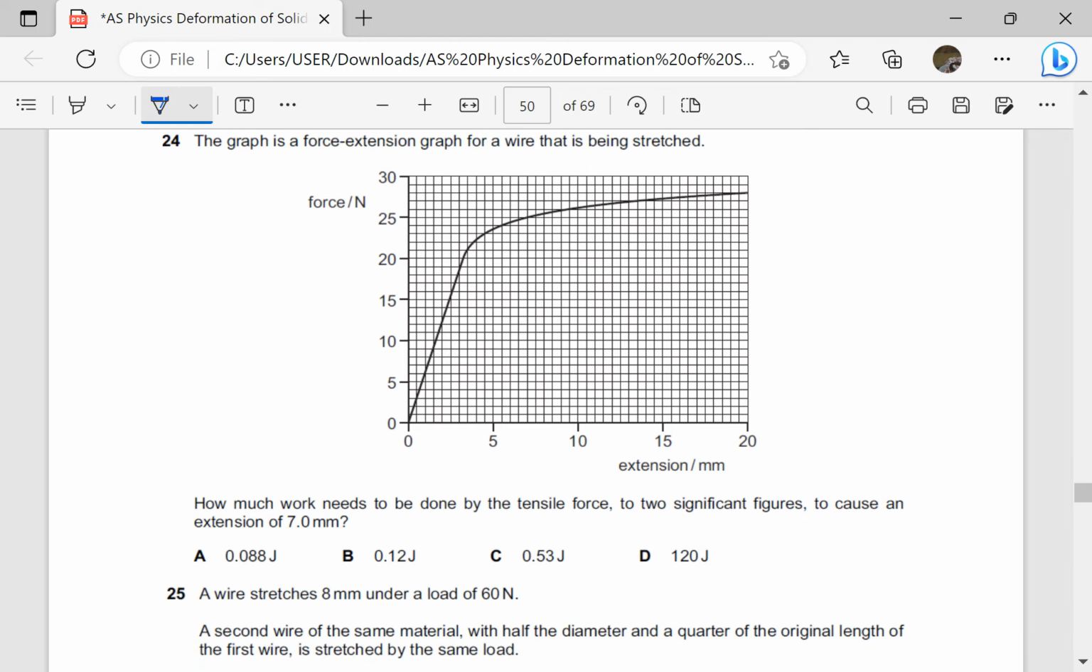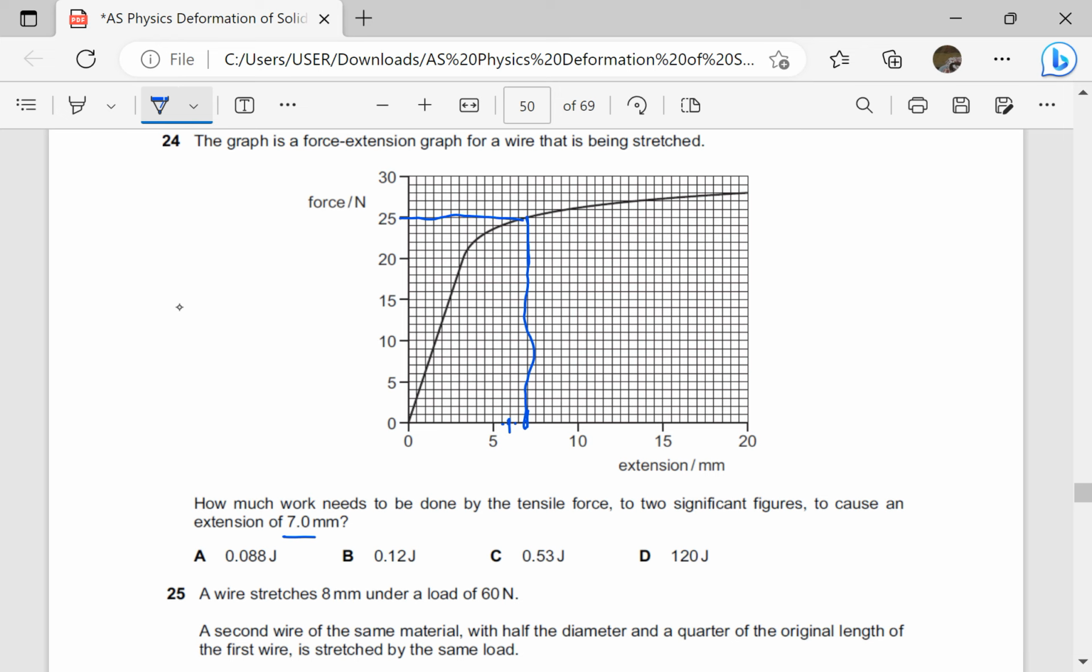The graph is a force extension graph for a wire that is being stretched. How much work needs to be done by the tensile force, to two significant figures, to cause an extension of 7 millimeters? So we want the extension to be 7 millimeters. Let me look for 7. The scale on the x-axis is 5 divided by 10, which is 0.5. So this is 6, and 7 is here.